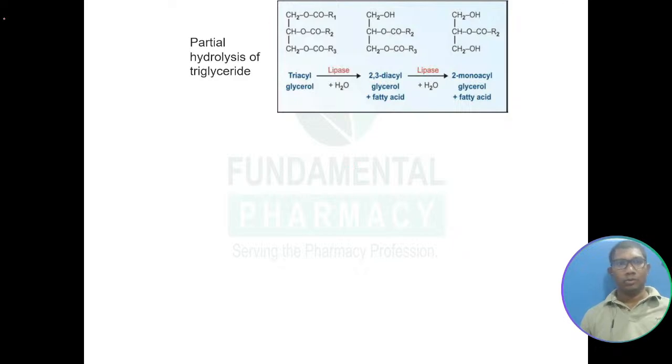Partial hydrolysis of triglyceride, triacylglycerols. Lipase will act and convert it.